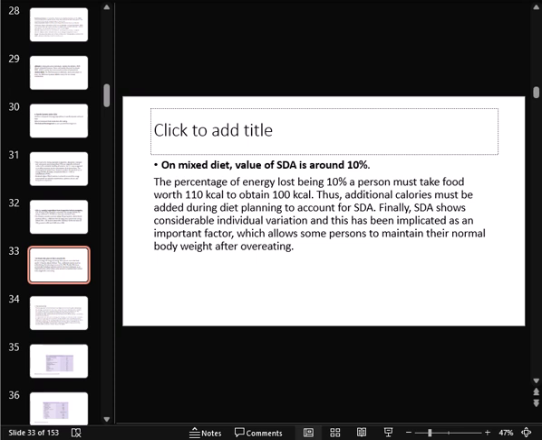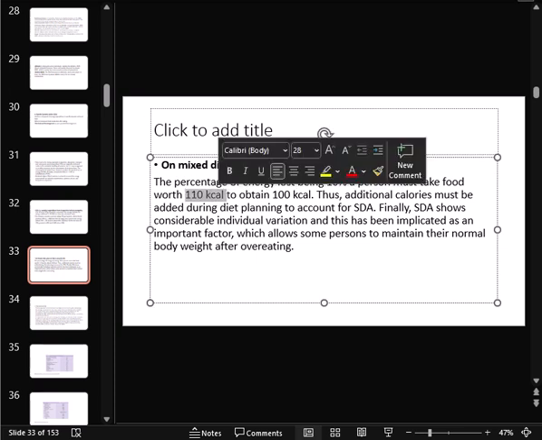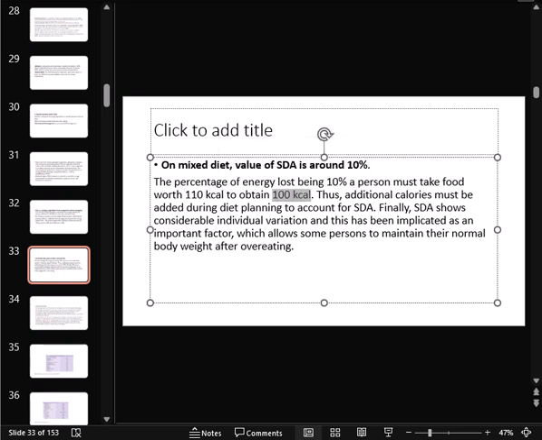In the case of a mixed diet, the SDA is around 10%. So the percentage of energy lost is 10% of a person's food worth. So in a mixed diet, if a person takes up 110 kilocalories, they are generally going to obtain less than that. Additional calories must be added during dietary planning to account for the SDA.